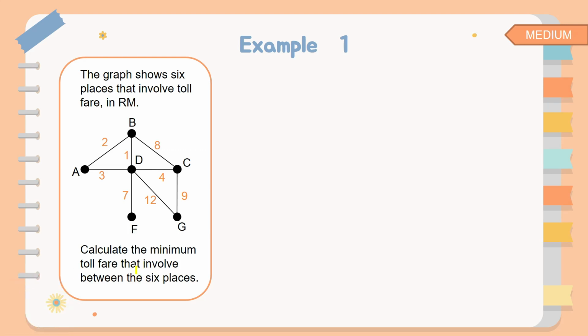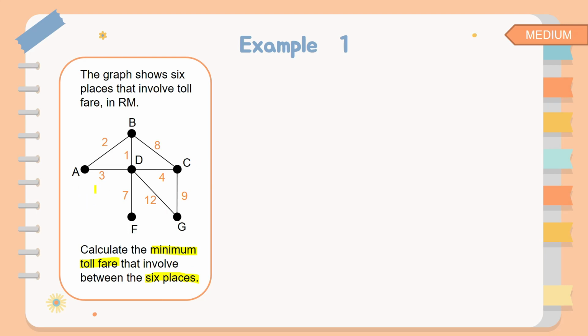Okay, it said to calculate the minimum toll fare, the lowest toll fare that we can determine. Also, it said it involves all 6 places. All of these 6 places must be involved, which means the graph that we will draw is a tree graph, involving all of the vertices in this graph.